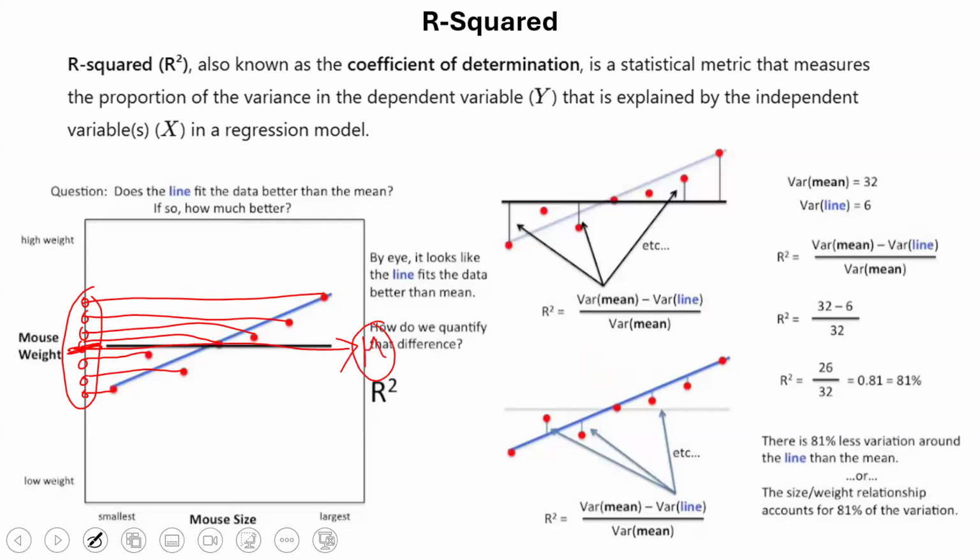And then what do you have to do? You have to subtract this mean from every point and then you have to square it. Okay, that's how you calculate the variance by n. So that is how you calculate the variance around the mean.